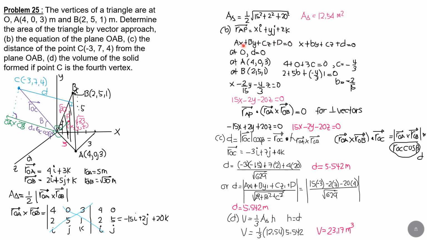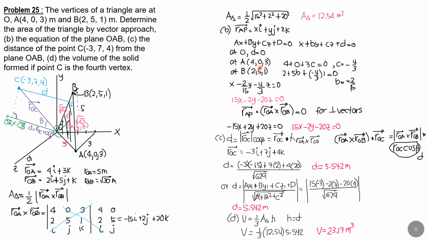If we divide everything by a and denote b over a as small b, c over a as small c, and d over a as small d, then it can also be written in this form. So there are 3 points, so let's find b, c, and d. First, at the origin, x, y, and z are 0, so d is 0.